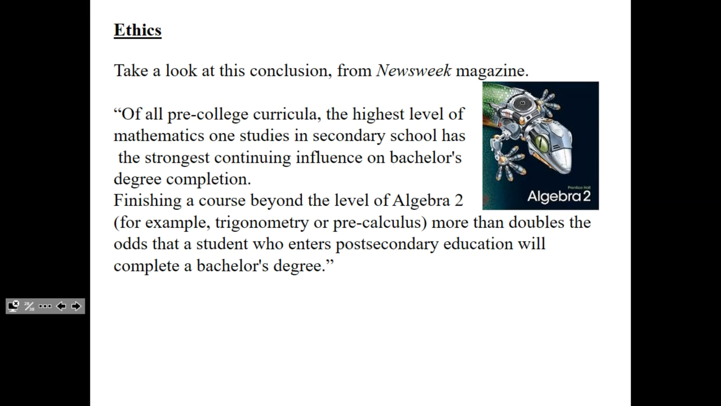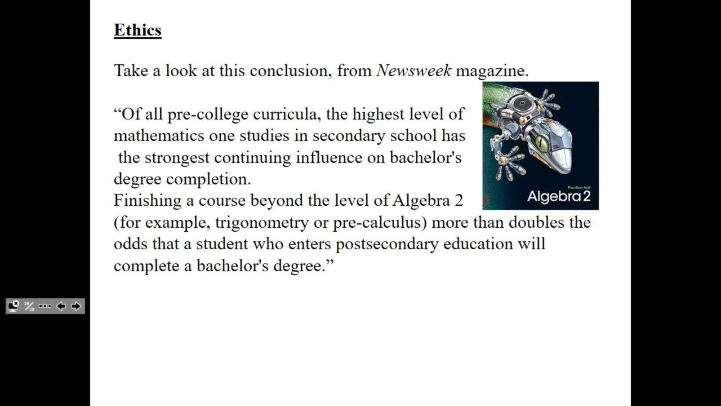Now, ethics. This is where it's a little interesting. I like the ethics of it. Ethics of experimentation can be difficult. Okay, let's take a look at a conclusion from Newsweek magazine. Of all the pre-college courses you can take, the highest level of mathematics one studied in high school was the strongest continuing influence on a bachelor's degree completion. Finishing a course beyond the level of Algebra 2, for example, trigonometry, pre-calculus, AP statistics, more than doubled the odds that a student who entered post-secondary education, college, would complete a bachelor's degree.